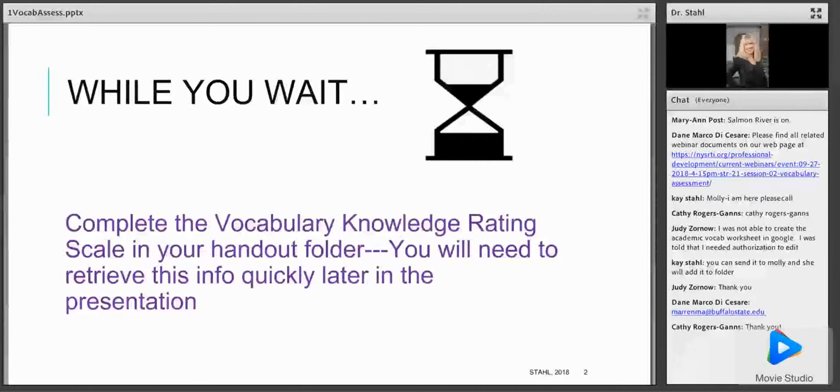So I hope the rest of you will share these as you complete them, either by directly depositing them into the Google folder or sending them to Molly at that address, and she will be kind enough to put them in there. Take a look at the ones that have been completed for your own reference. Also, I hope that you've had a chance to complete the vocabulary knowledge rating scale in your handout folder. The one today is specific to assessment techniques.